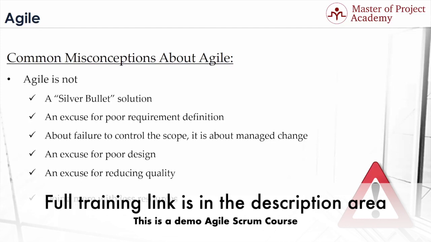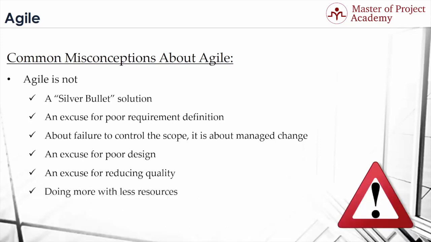The sixth misconception about Agile. Agile is not doing more with fewer resources. If there is a development activity that will take 10 days to complete with a determined resource, Agile methodologies will not shorten this duration. But there is a misconception in Agile that more work is done with fewer resources.